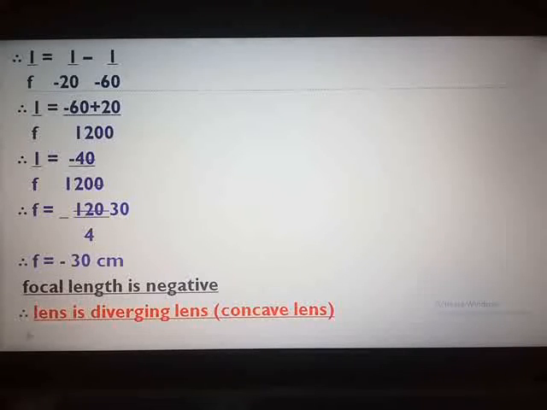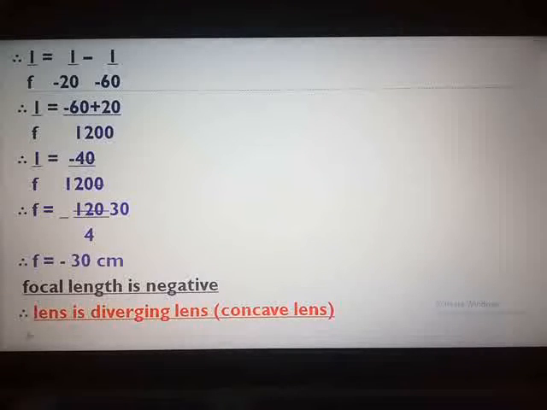Now you have got the value of F as minus 30. Focal length is negative, so you know that the lens is a concave lens or a diverging lens. Directly after getting f is minus 30, don't write it is a concave lens. First you mention focal length is negative, hence the lens is a diverging or a concave lens. Both the words should not be used, any one word you can use. With this, we have completed the textual numerical examples. Now, we will discuss the activities for this chapter.